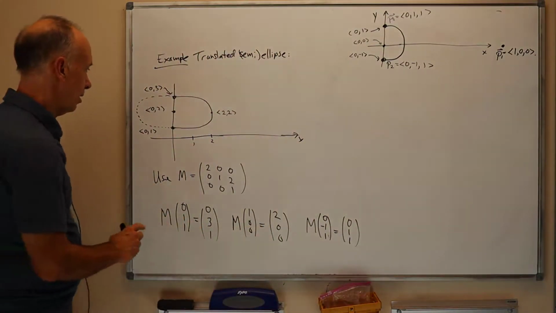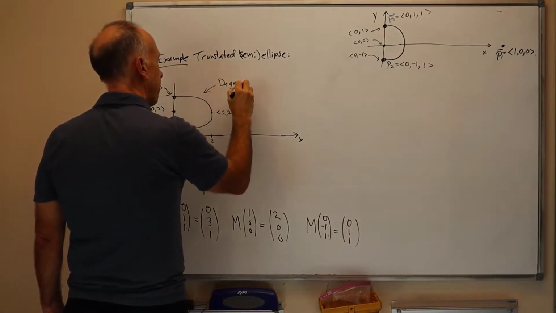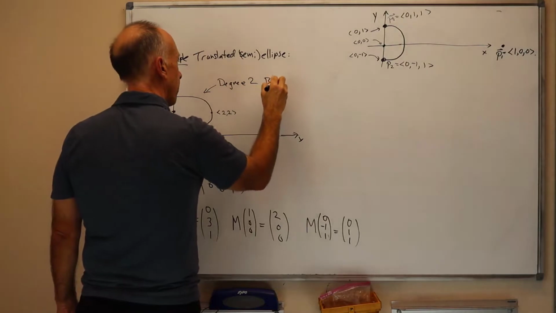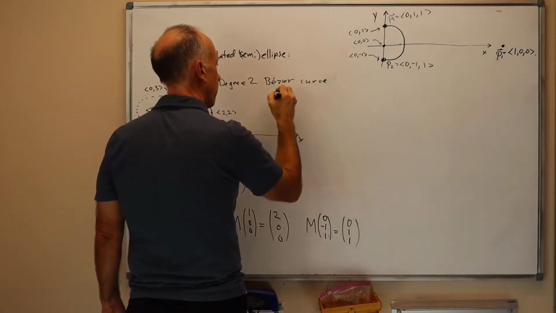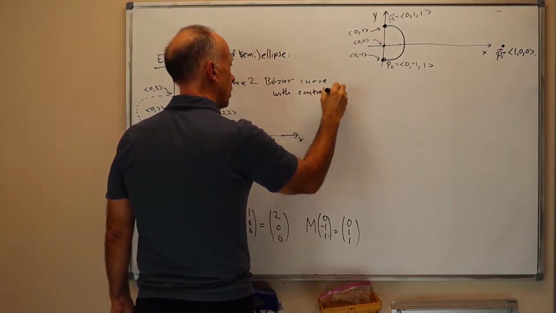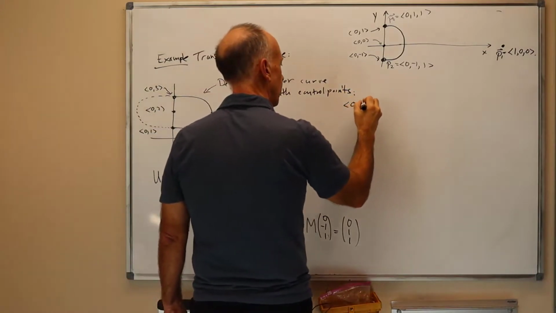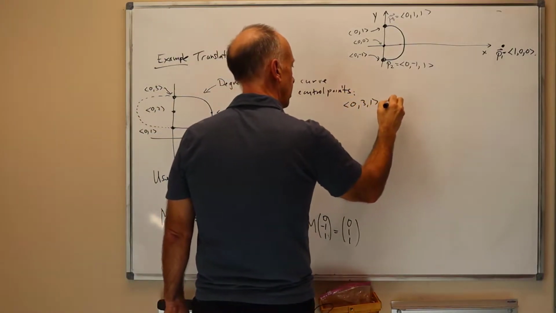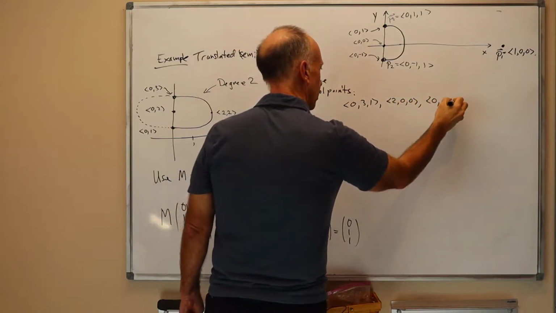So this is the degree 2 Bezier curve with control points as given below: (0, 3, 1), (2, 0, 0), (0, 1, 1).